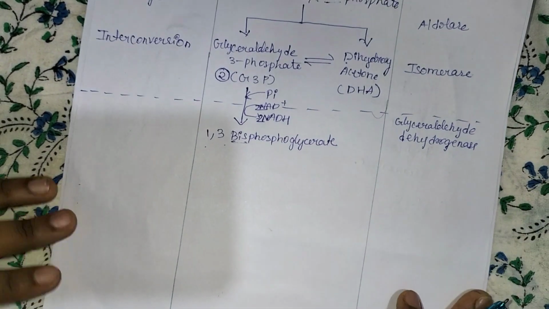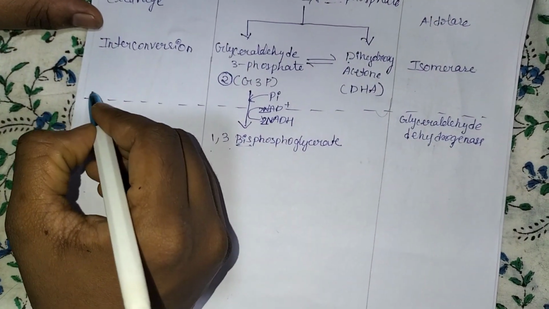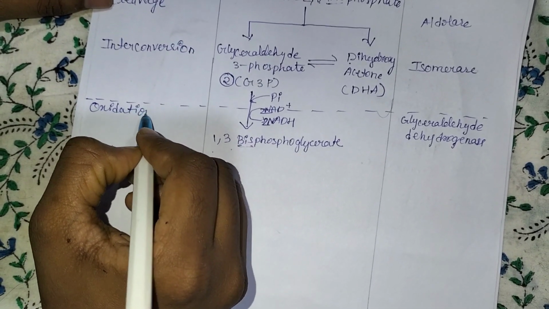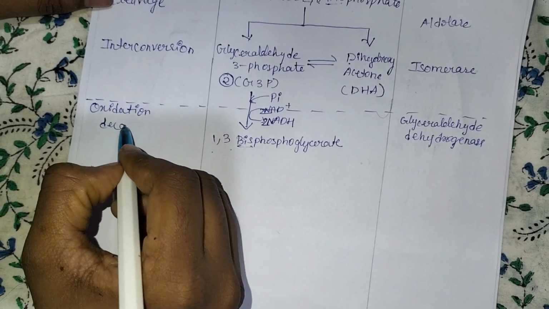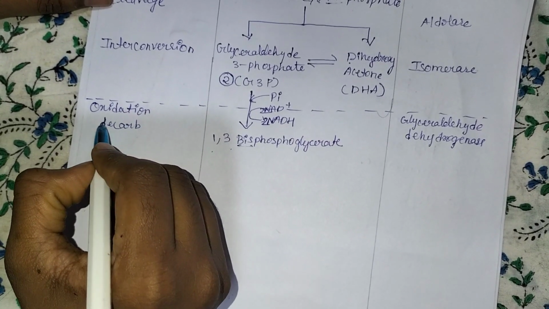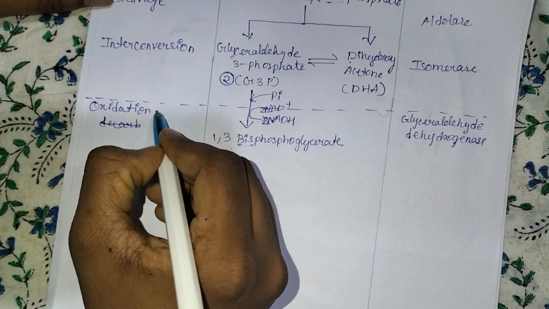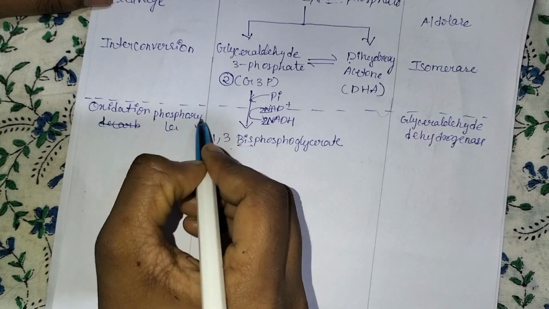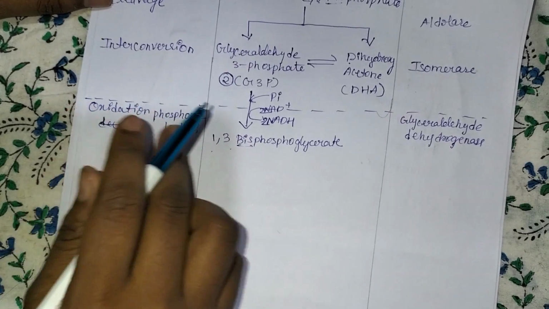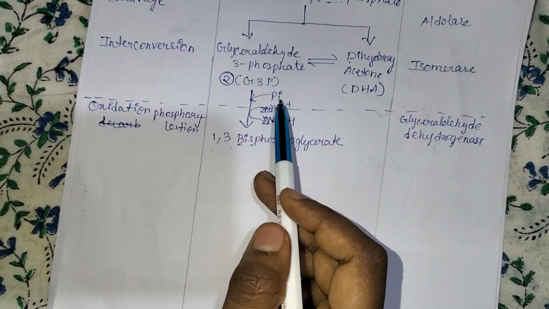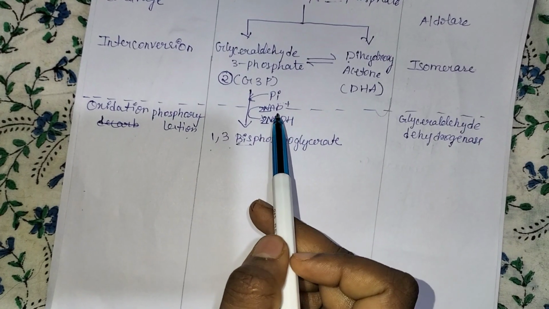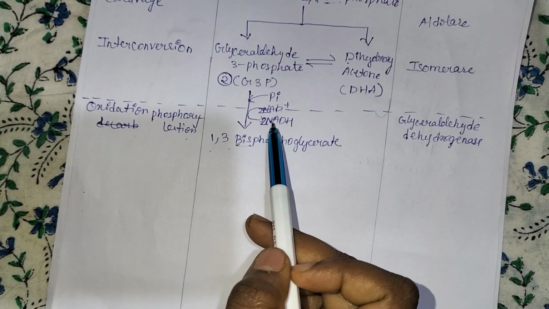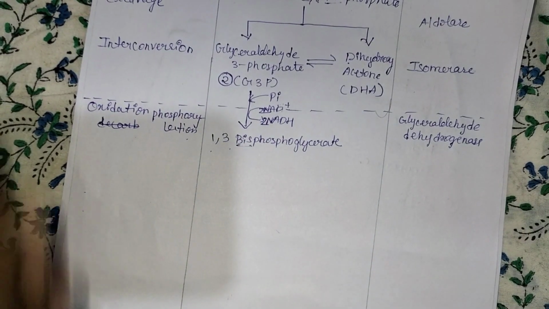And this step we call oxidative phosphorylation. We call it oxidative phosphorylation because phosphate is added. Phosphorylation, and oxidation means here H is added to NAD, forming NADH, so we call it oxidative phosphorylation.